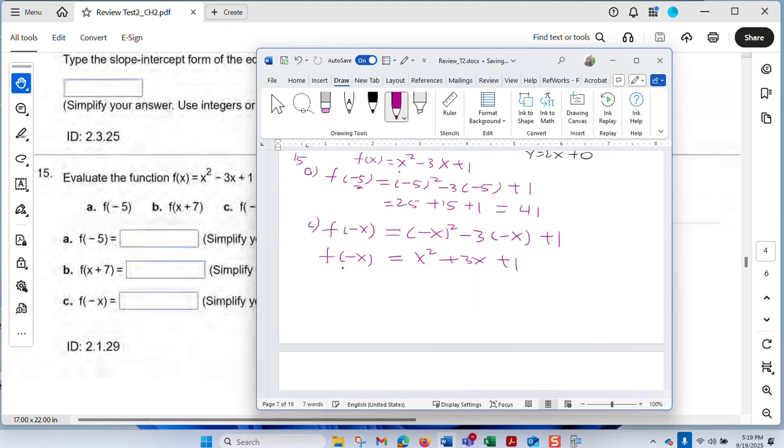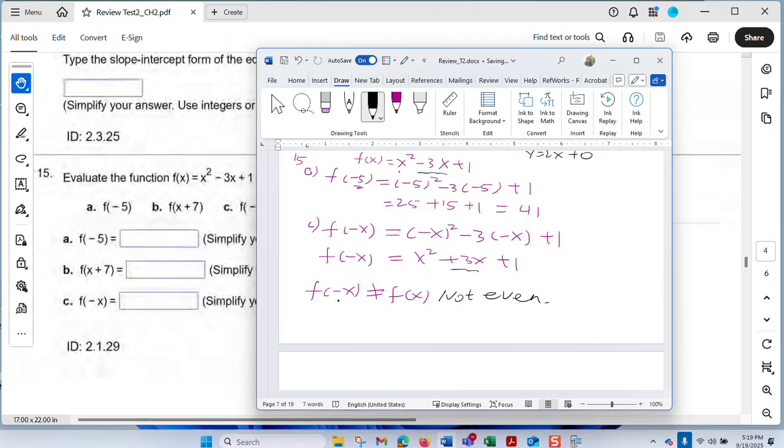So you can see this one, I'm going to combine the even and odd function review earlier together, okay? This one f of -x is not equal to f of x. Look at it. Because this one f of x has minus 3x, and this one has plus 3x. So that means this one is not an even function.